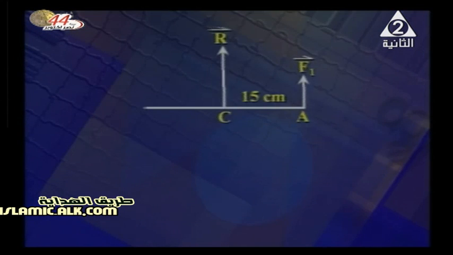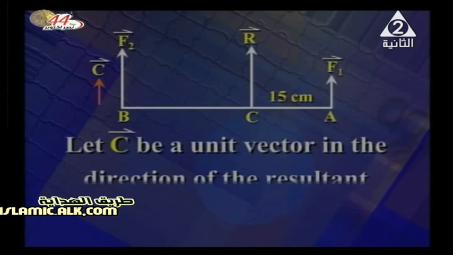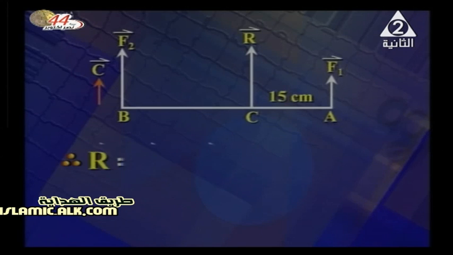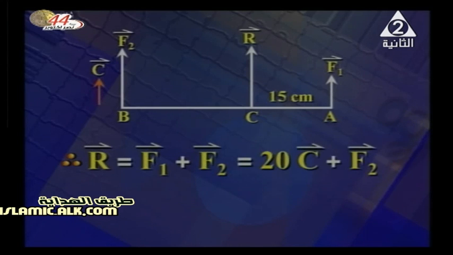Solution. Dear student, look, let C be the unit vector in the direction of the resultant. R equals 35C, F1 equals 20C, then R equals F1 plus F2, the resultant of the two forces, the sum of the two forces. What is it? 20C plus F2. What is R? 35. Then F2 equals what? 35 minus 20 equals 15C.